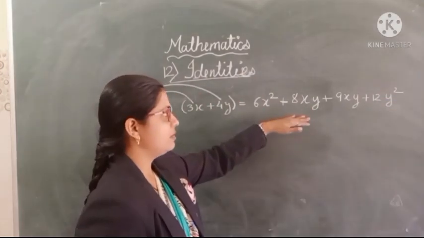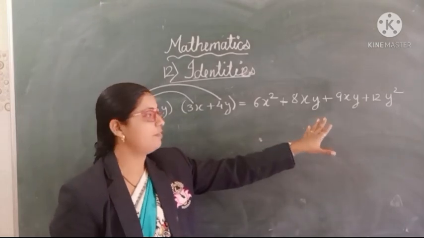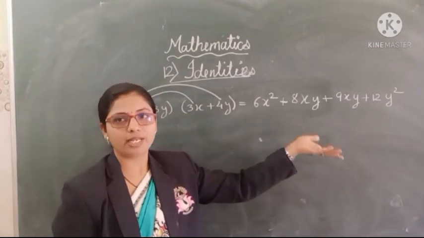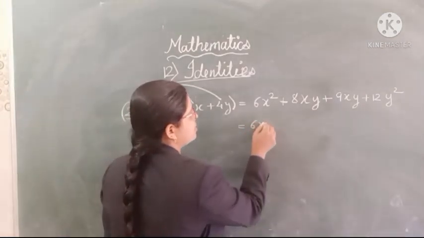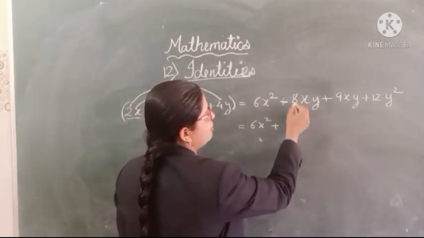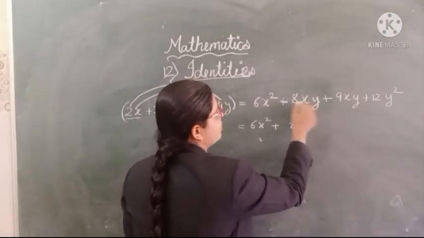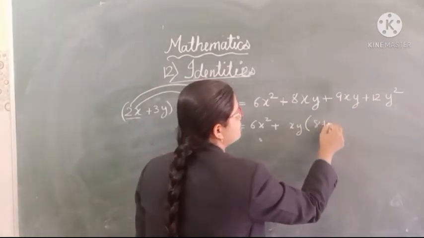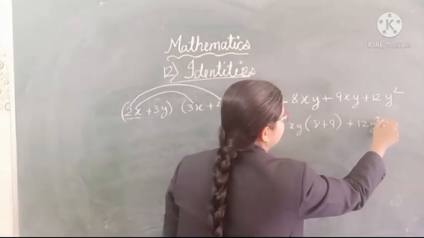Okay, then afterwards you have to see whether any of the terms are common or not. If a like term is there, then you can do the addition directly. So let us see now. Here 6x square will be as it is. Then from this, what is common? Xy. Put into bracket what is remaining: 8 plus 9 plus 12y square.